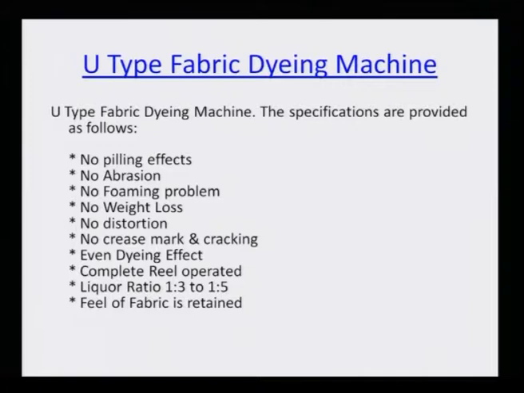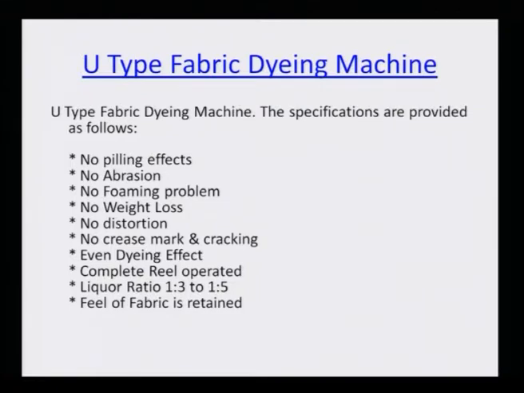Now, let us go on to the next type, that is the U-type fabric dyeing machine. The specifications of the U-type fabric dyeing machine are: no piling effects, no abrasion, no foaming problem, no weight loss, no distortion, no crease mark or cracking, and an even dyeing effect. The dyeing effect is very even, it is completely reel operated, and the liquor ratio required is just 1:3 or 1:5, whereas we saw in the case of natural dyeing, we had to take a liquor ratio of 1:20. So, you see these are very effective, very high concentrations of dyes are used, but at the same time there is very even dyeing, and the feel of the fabric is also retained.